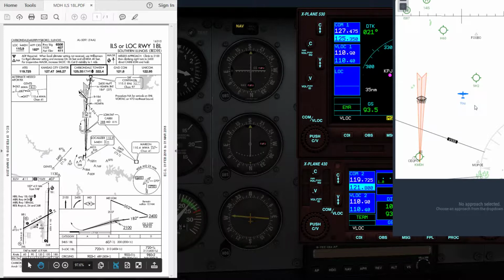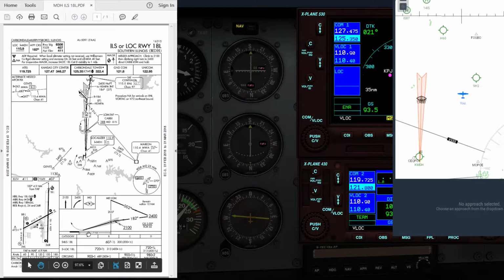Once we have been cleared for the approach and are established on the final approach course, we can descend down to an altitude of 2,100 for a glide slope intercept. Once intercepting the glide slope, we'll follow the glide path down to a decision altitude of 607 feet.